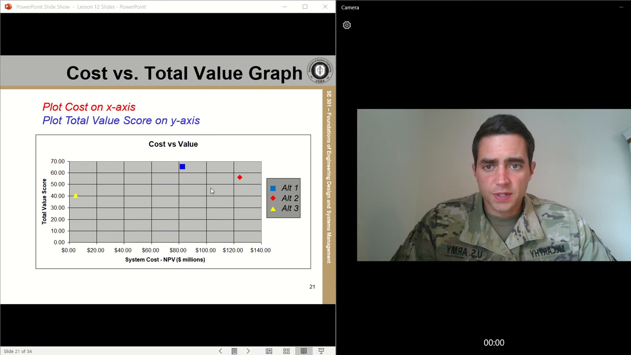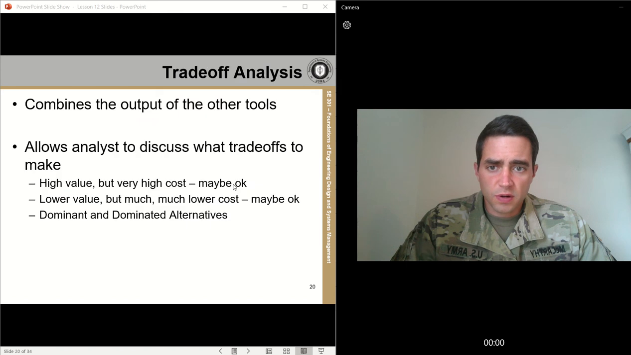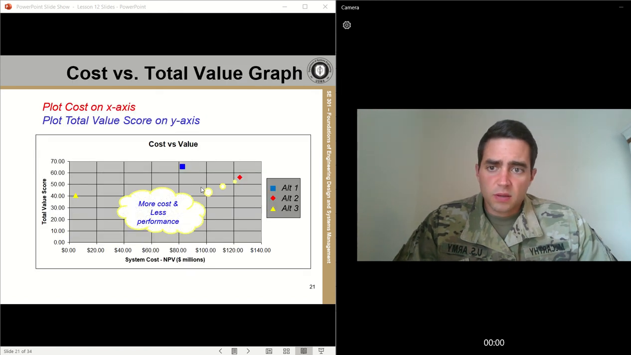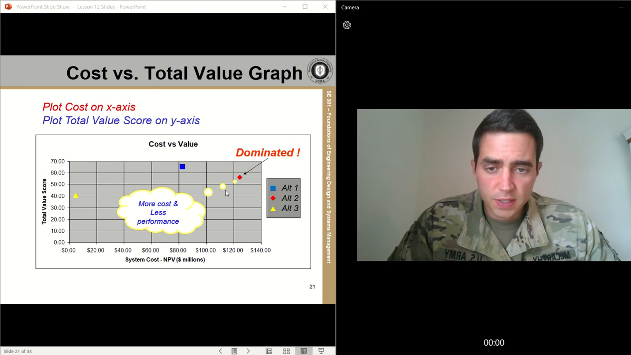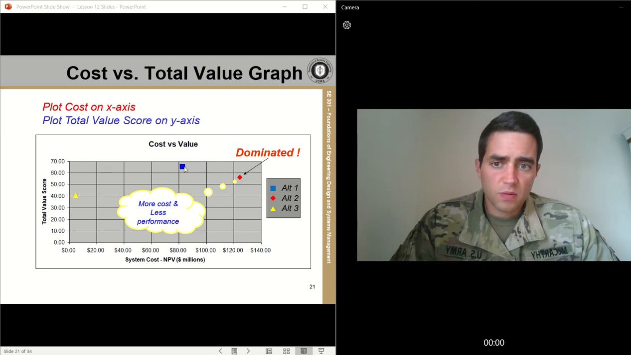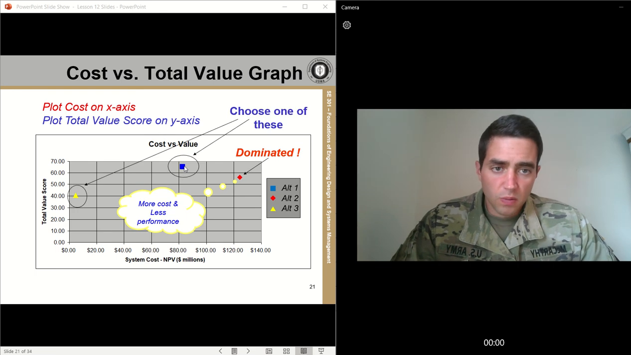And this is an important distinction. If a solution is more expensive but provides less value than another alternative, we say that alternative is dominated. If there is more cost and less performance, an alternative is dominated. So in this case here, alternative 2 is dominated by alternative 1 because alternative 1 has a higher value for less cost. So we always rule out the dominated solutions.